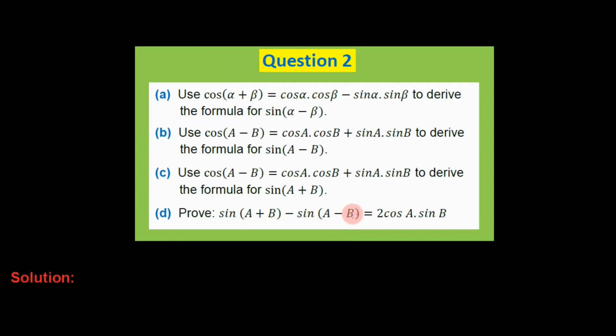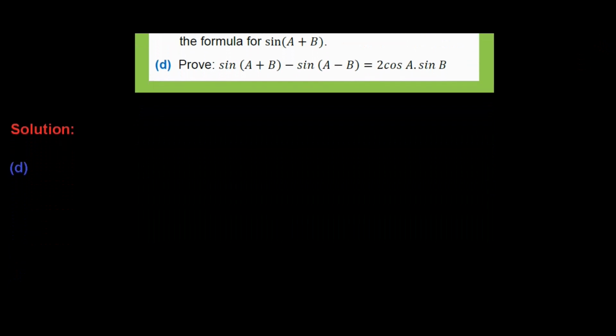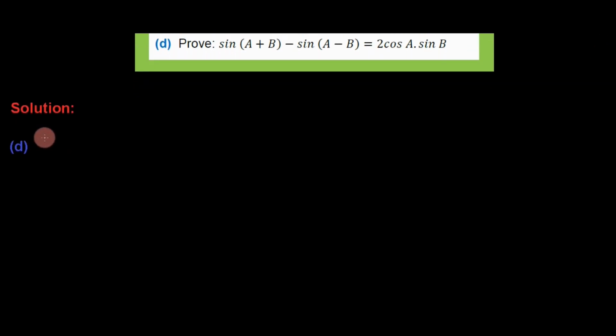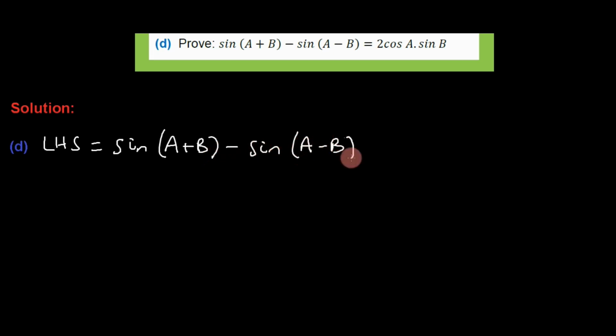So in D, we have to prove that the sine of A plus B minus the sine of A minus B equals twice the cos of A times the sine of B. So let's start with the left-hand side. It's the sine of A plus B minus the sine of A minus B.